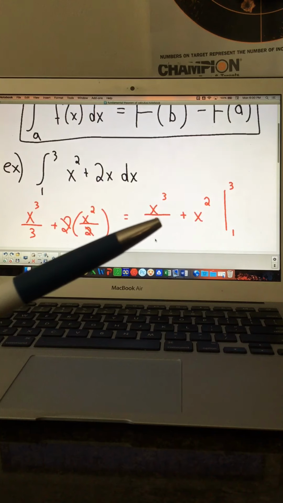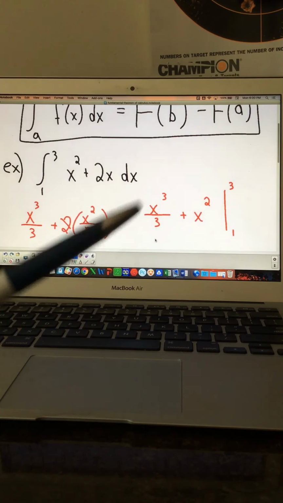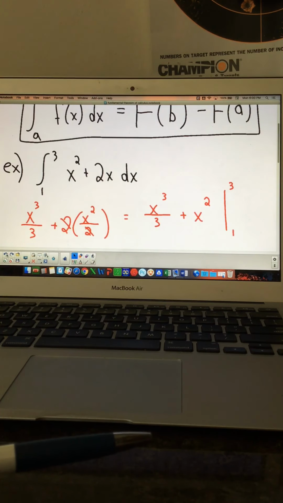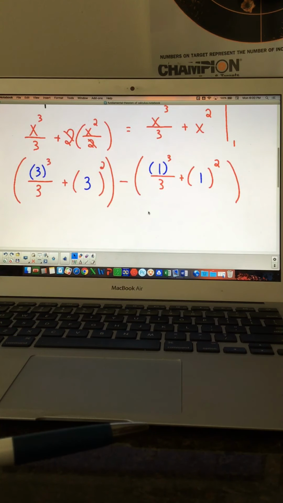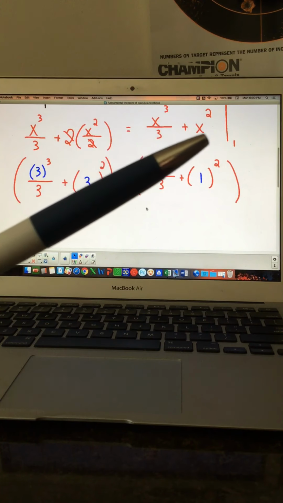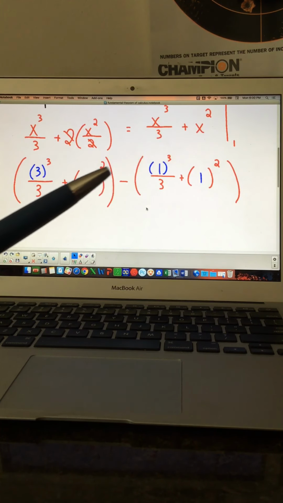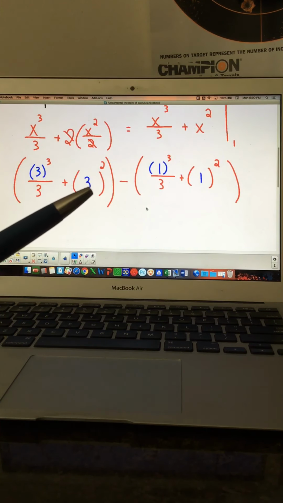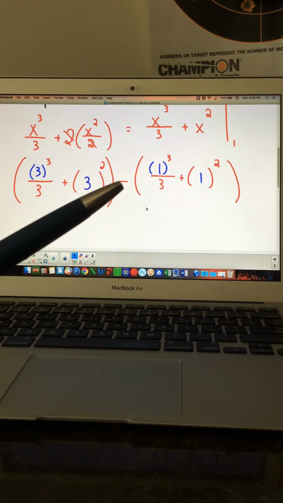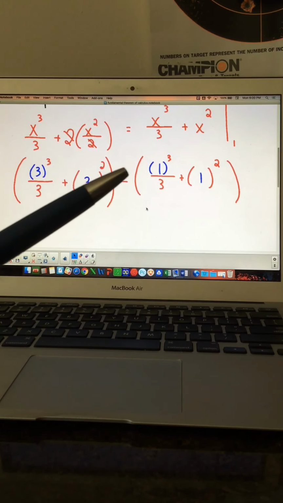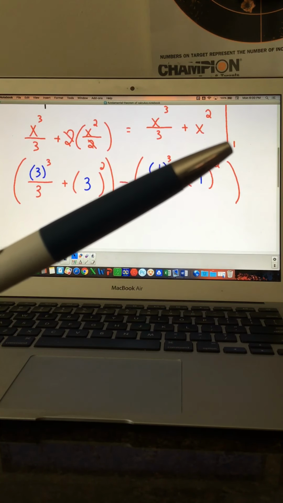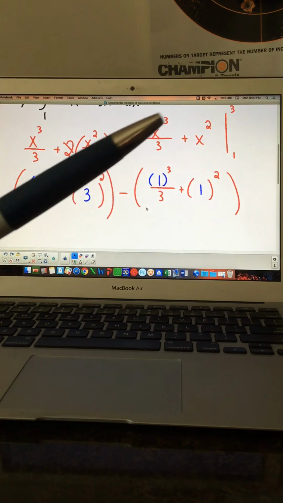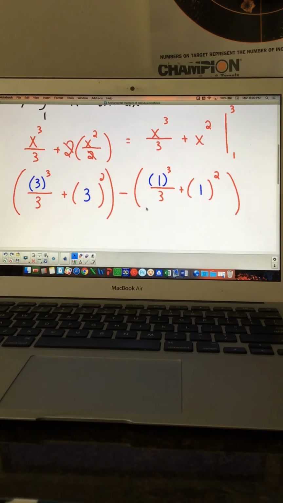We're going to take 3 and plug it in for those x's. Right, so this is what we integrated. We're taking 3 and replacing it. Minus, f of b minus f of a. Now we're taking the 1 and plugging it in for the x's. And then we're just going to simplify it out.